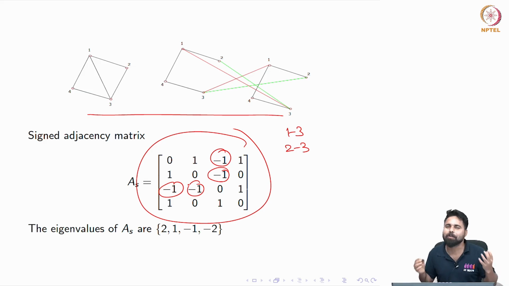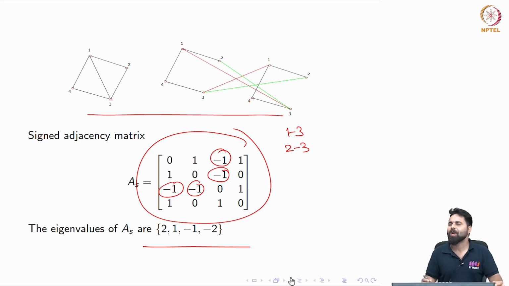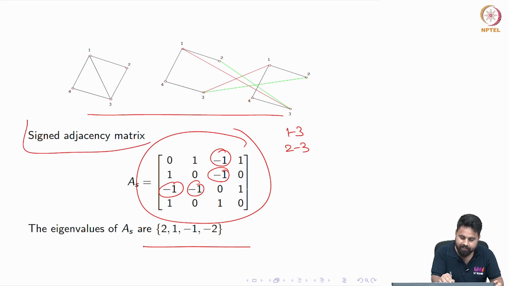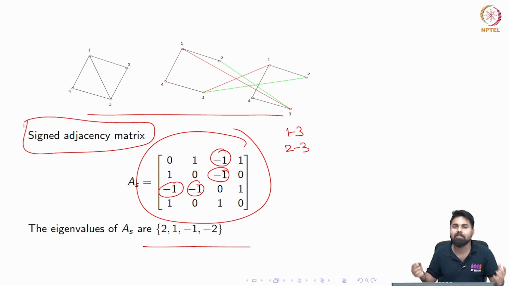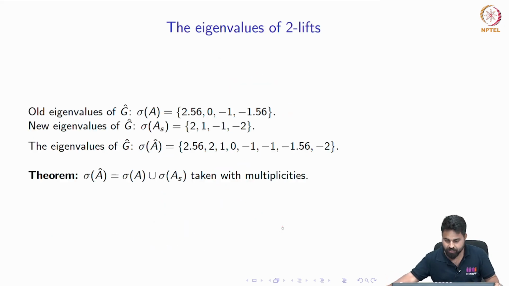Now the beautiful and interesting thing is this: the rest of the n eigenvalues are the eigenvalues of the signed adjacency matrix. Out of 2n eigenvalues, n are the older ones, and the new n eigenvalues are the eigenvalues of the signed adjacency matrix, which is given by the crossings. Whenever there is a crossing, you put -1. Why is this true? And this actually includes multiplicity.